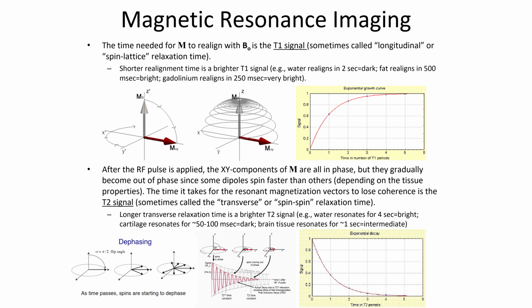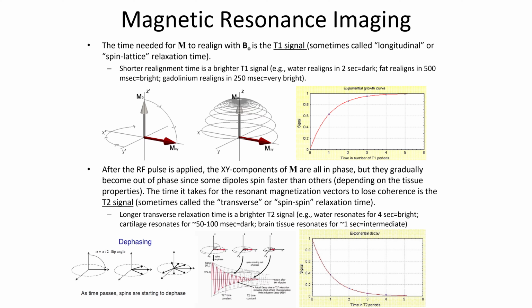So water itself usually takes a long time to realign, about 2 seconds. And we're going to say that's a long time. We're going to classify that as a dark pixel on the image. Other things like fat will realign quite quickly, usually 500 milliseconds, so about half a second. We're going to call that fast, and we're going to label those pixels bright. Also, the contrast agent that we can inject into the bloodstream, gadolinium, realigns very quickly, in about 250 milliseconds. So we're going to call that very bright, a white pixel.